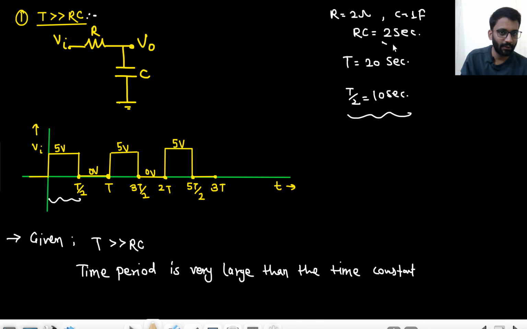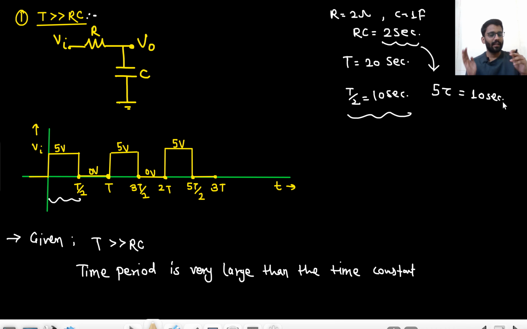If RC is 2 seconds, how much time will it take to stabilize? 5 times RC, right? So nearly it will take 10 seconds. In 10 seconds you will completely get the 5 volt. If 5 volt is there at the input, the capacitor will charge from 0 to 5. How much time will it take? Nearly 10 seconds, so it will be completely charged to 5 volt.